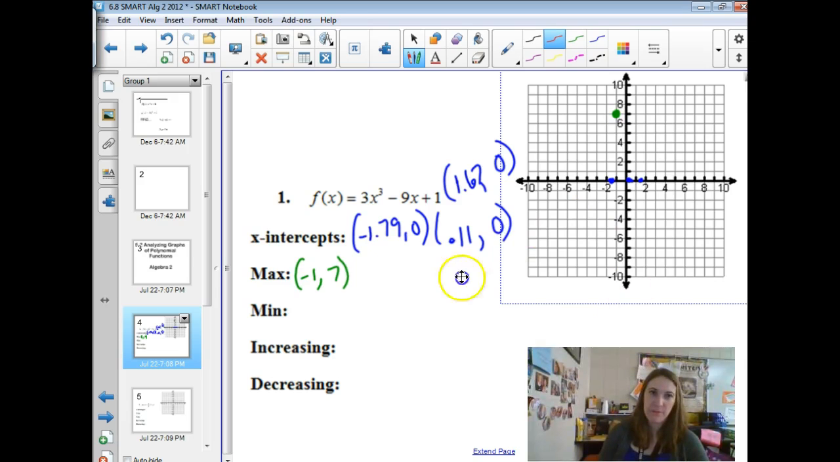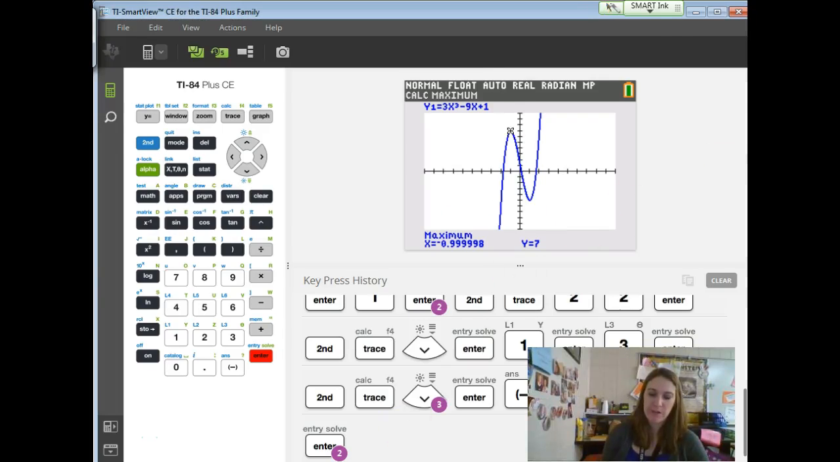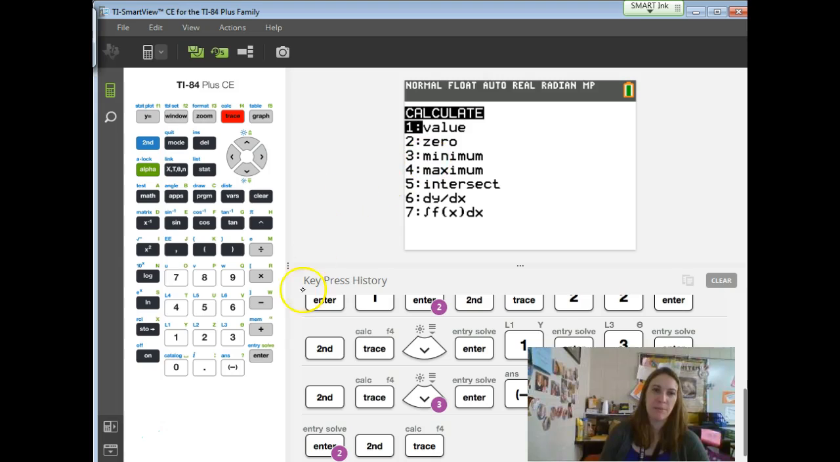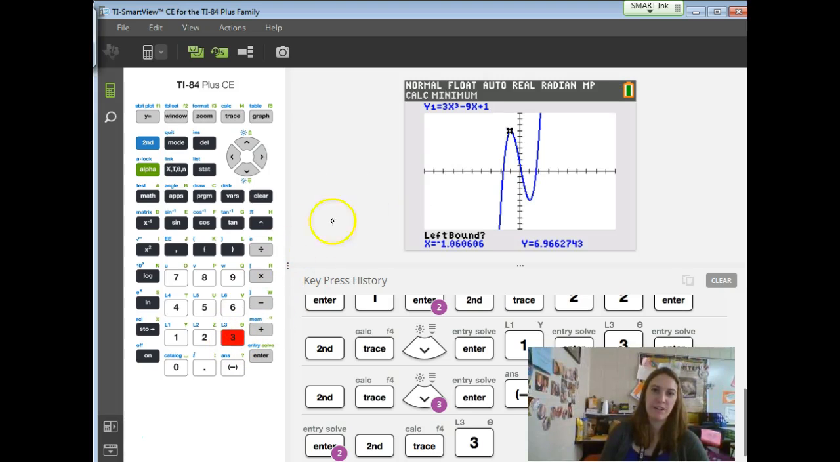And then, for my minimum, same stuff, but this time you need to pull up the right command in this menu. We're finding a minimum this time. So choose number 3, the minimum finder. Left bound of this minimum, I'm going to go with 0, surely to the left. Right bound, I'm going to go with 2, and then my guess is in the middle, so it will find the correct minimum once I hit enter. And then we have the same pixelation issue here, but it's 1 comma negative 5 is our minimum.